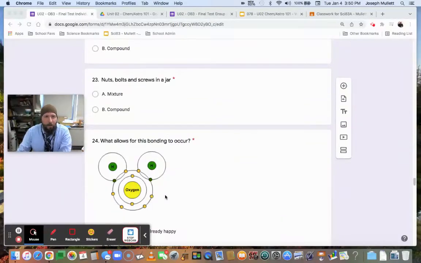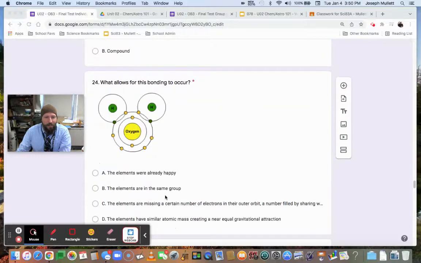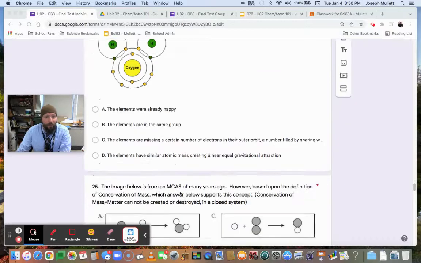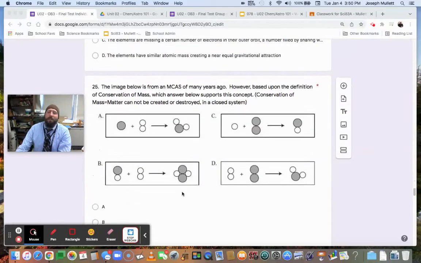Number 24, why would these 3 atoms want to hang out so close together that they would bond? And one of these statements will help to explain that. Do your best and make the right choice. Number 25, we have addressed this so many times, but just remember, conservation of mass is the idea that matter cannot be created or destroyed in a closed system. So you need to make a good choice here as to which one of these demonstrates conservation of mass.